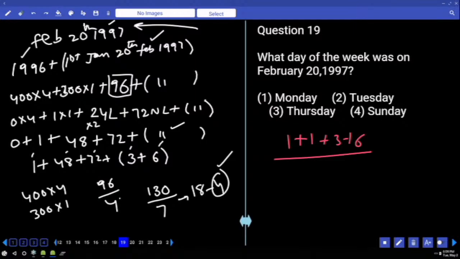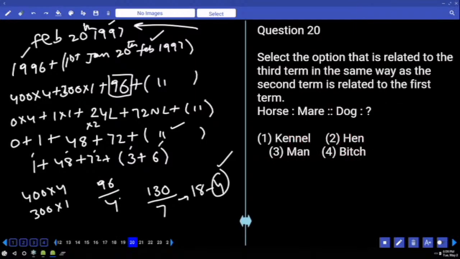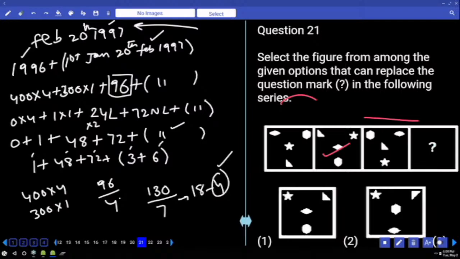Clear? Then coming to question number 20, horse and mare. What is the relation between these two? Horse and mare means a male and a female. And dog and a female dog is a bitch. Choice for 20th.